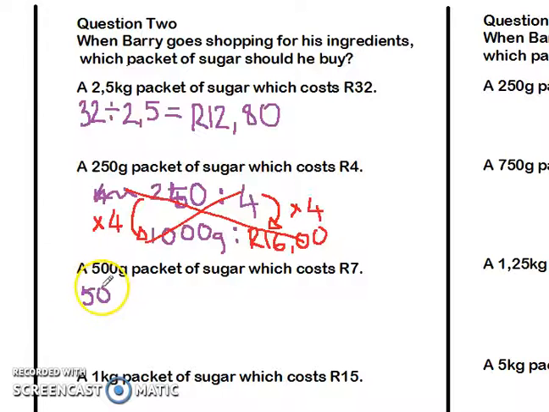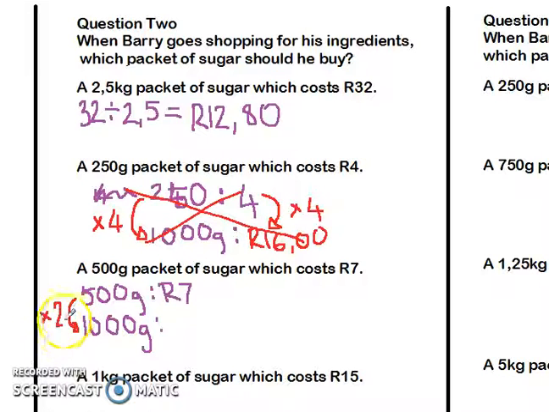We've got 500 grams for 7 rand, but we need to change it to kilograms. So kilograms are equal to 1,000 grams. What did we do to 500 grams to get to 1,000 grams? We multiplied it by 2, which means we're going to multiply 7 by 2, and we're going to get 14 rand for 1 kilogram of sugar.